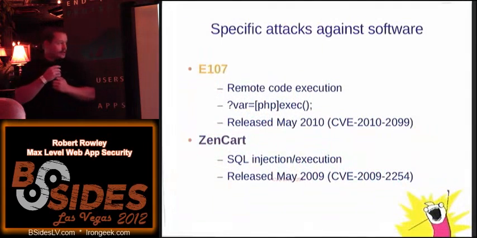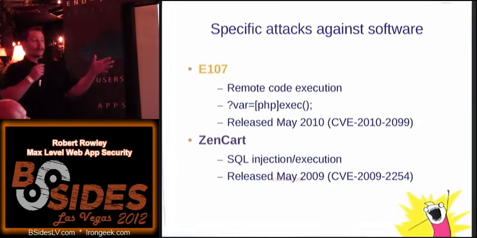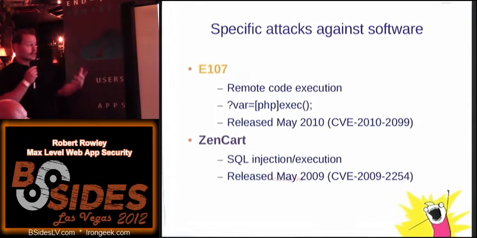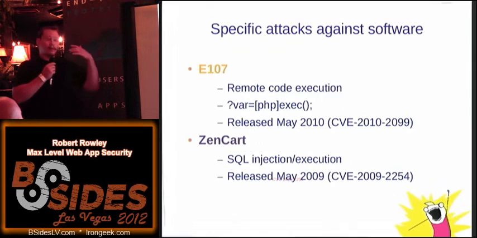So these next graphs show some very specific attacks against specific software vulnerabilities. This isn't an attempt to knock on E107, which is a content management system, nor Zencart. These are just good examples that I have the data for, and they're very old exploits, so they've since been patched. The first one is an example of a remote code execution.